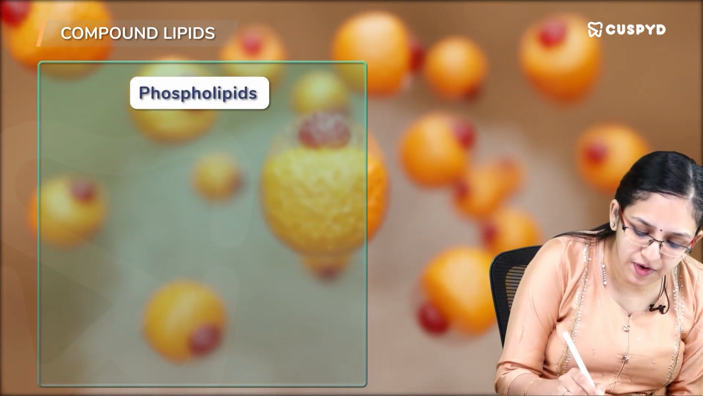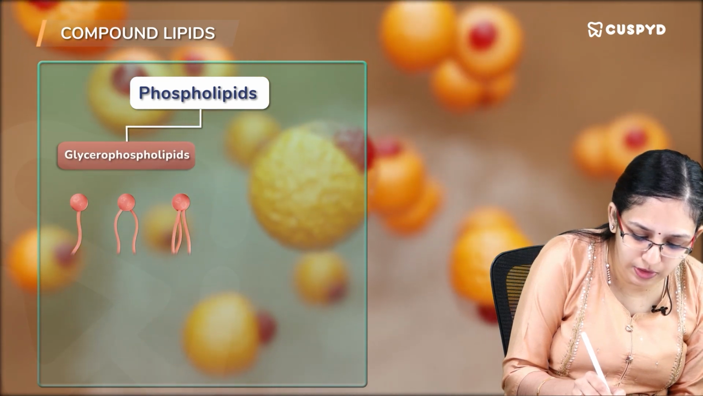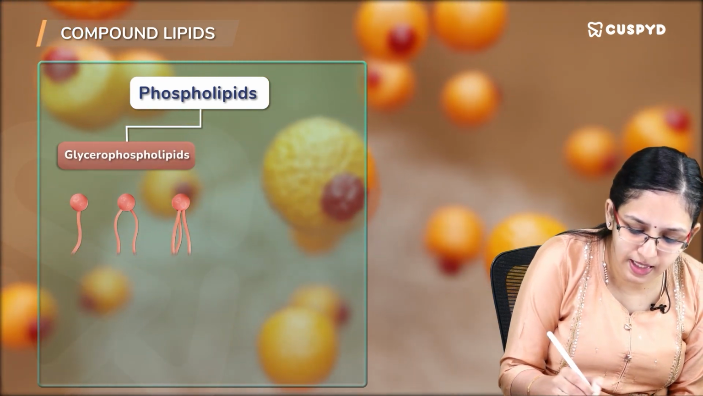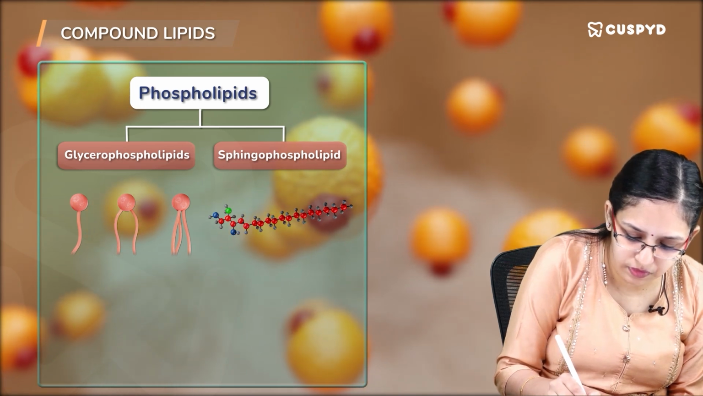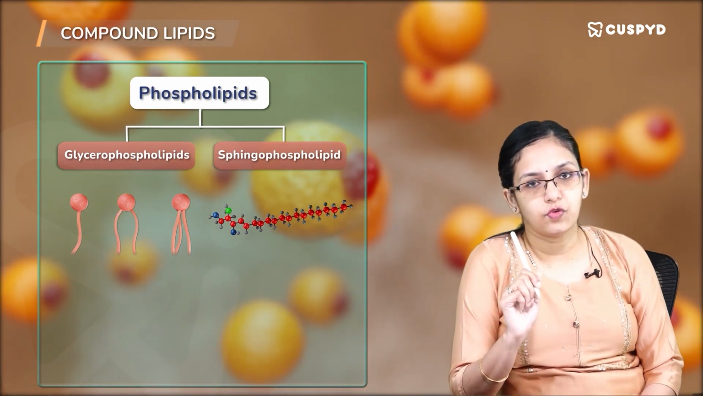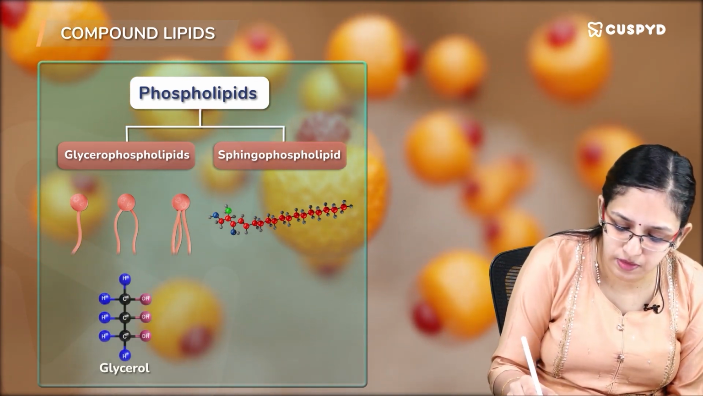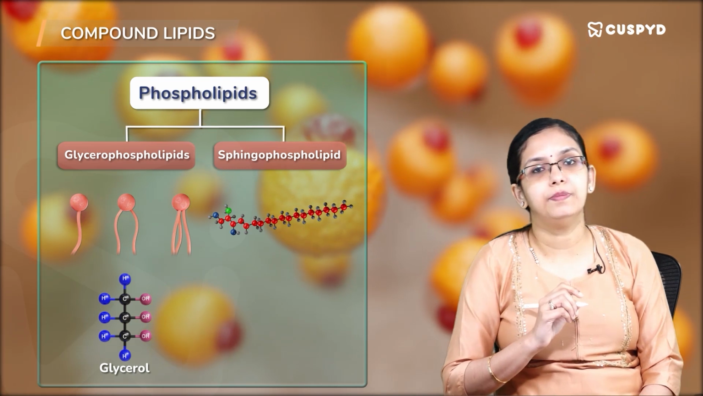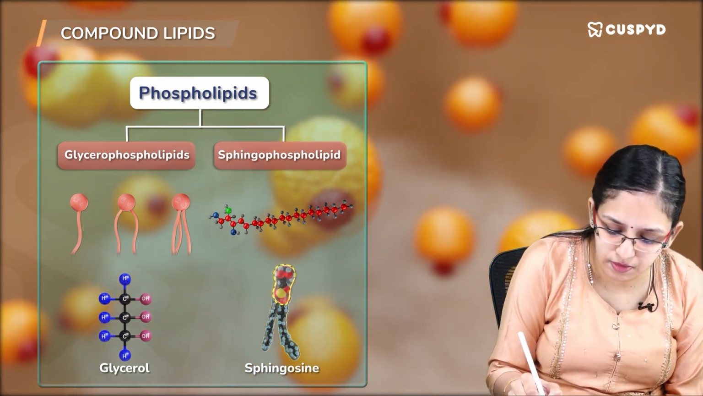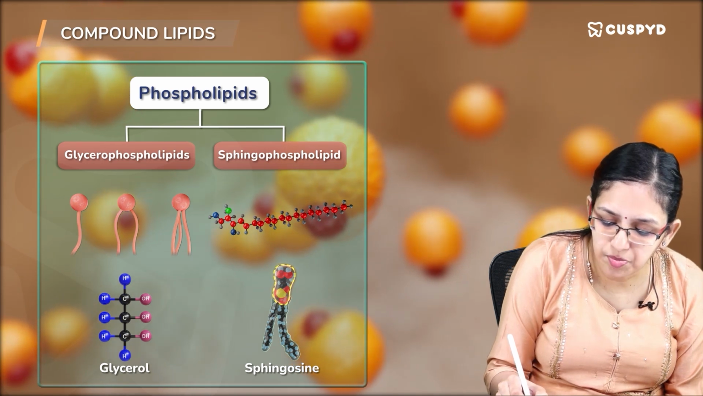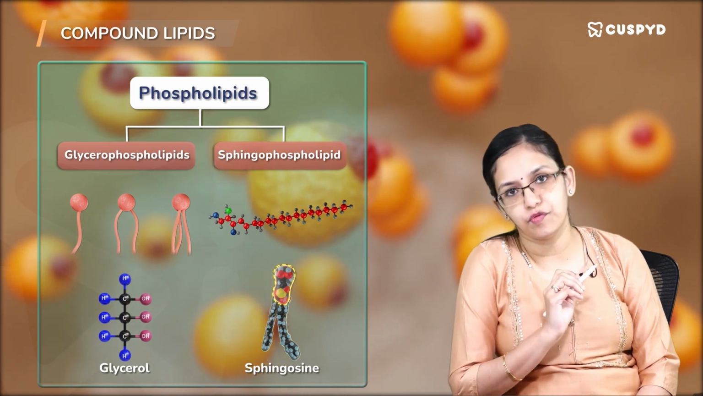Phospholipids can be further divided into two types. One is glycerophospholipids and another type is sphingophospholipids. Glycerophospholipids contain glycerol as the alcohol. Sphingophospholipids contain sphingosine as the alcohol. This is a very important 1-mark question. Which is the alcohol which is present in sphingophospholipid?